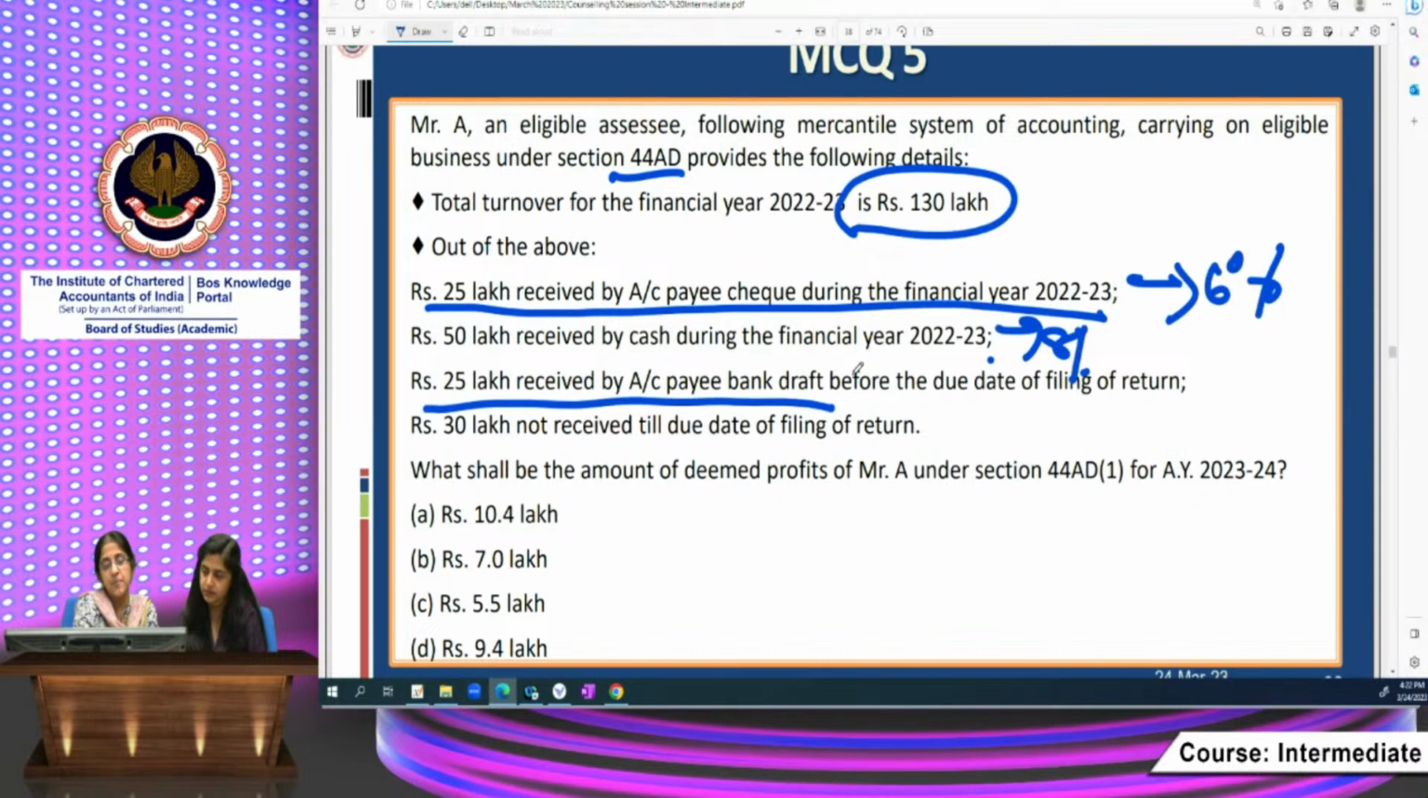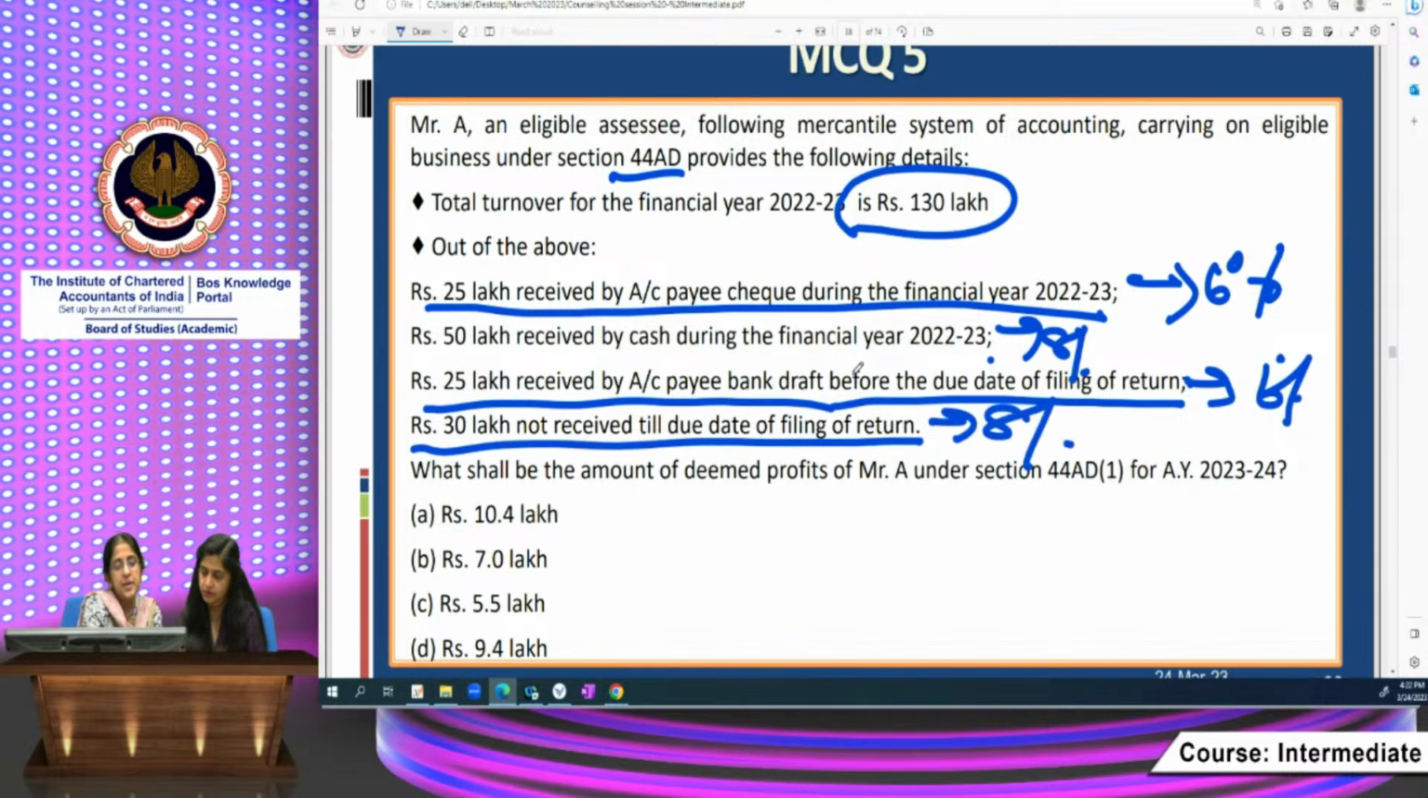25 lakh received by account payee cheque before the due date of filing a return. This also qualifies for 6%. 30 lakh not received till the due date of filing return, 8%. So 50 plus 50, 130 it comes in total.